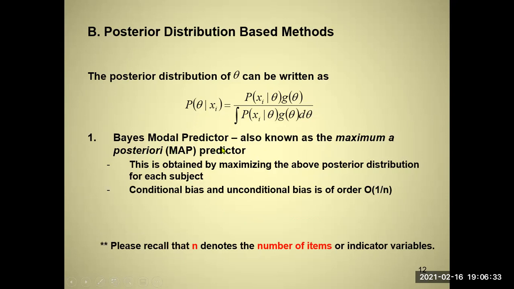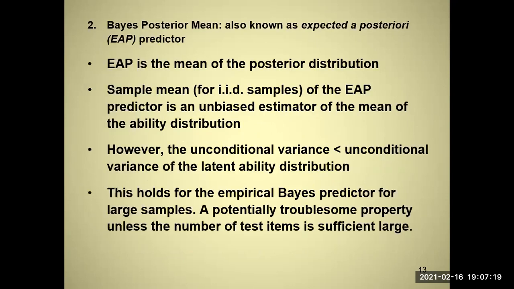You can get the Bayes modal predictor, also known as the maximum a posteriori, or MAP predictor, and it's obtained by maximizing this above posterior distribution for each subject, for each test taker, for each survey respondent. So you're really maximizing the posterior distribution. So you get the MAP, this maximum a posteriori predictor, this Bayes modal estimate there, the mode of a distribution. And this is a very simple sort of analog of this. The conditional bias and unconditional bias is now of order big O 1 over N. Again, remember that's the number of items that becomes relevant here.